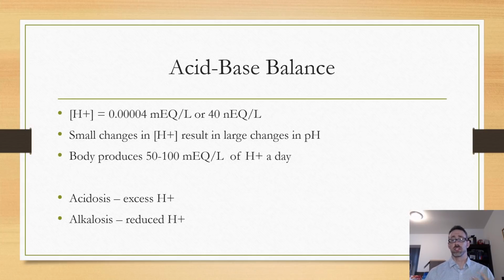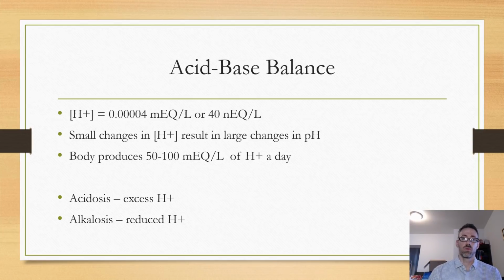So now I want to get more into the disorders, but I want to talk about this acid-base balance and a little bit about the chemistry behind it. Okay. So for example, the proton concentration equals 0.00004 milliequivalents per liter. This is a very, very small concentration. In other words, you could call this 40 nanoequivalents per liter. So the free proton concentration in our blood is exceedingly small. It's at the nanoequivalent level.